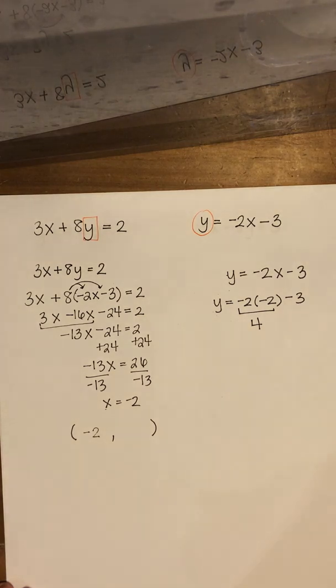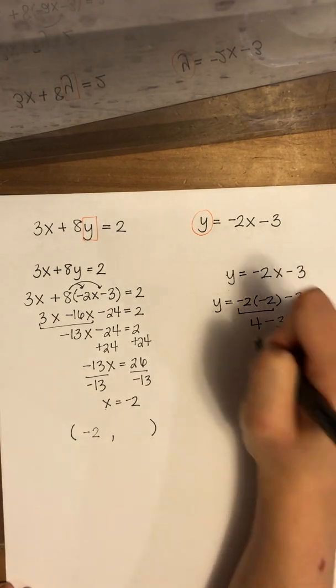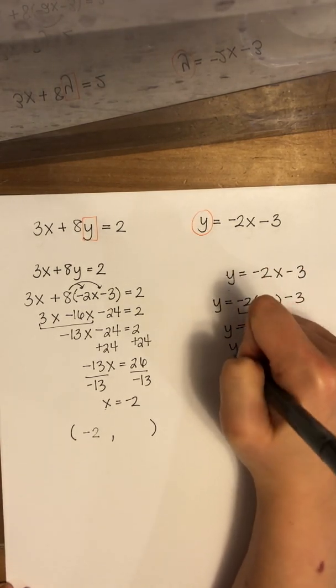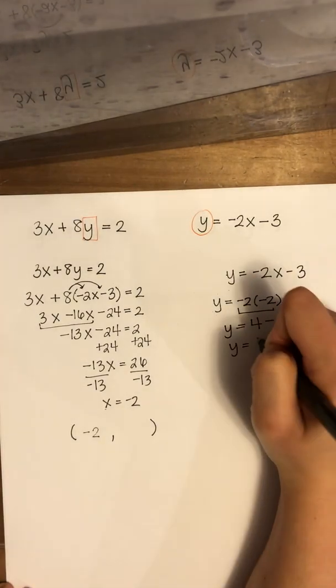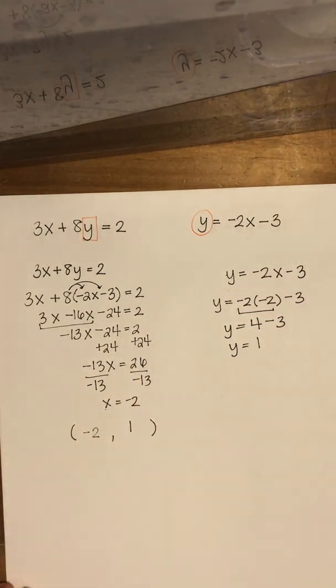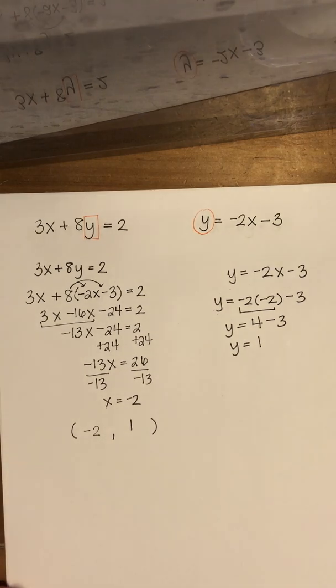So negative 2 times negative 2 is 4, minus 3. So y equals 1. So my final solution is negative 2, 1.